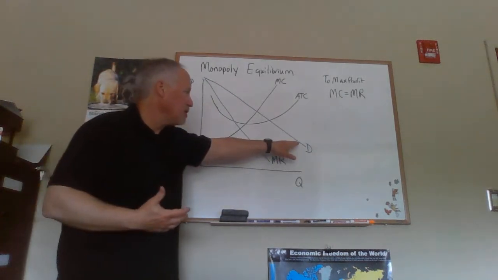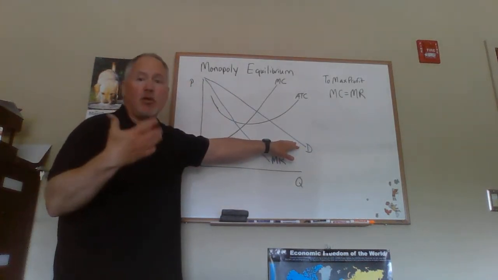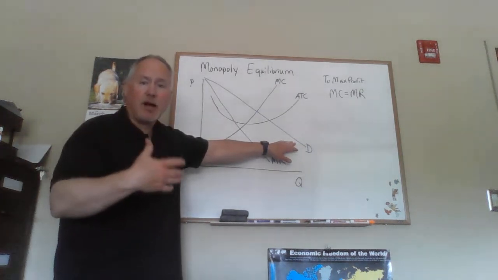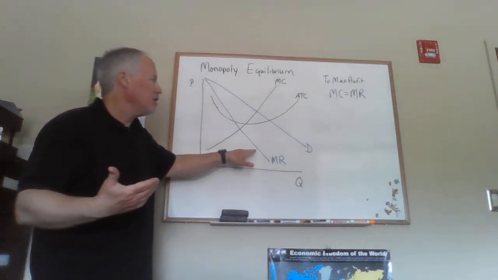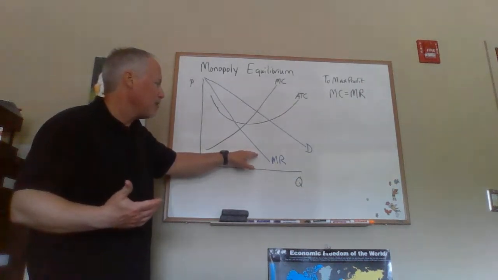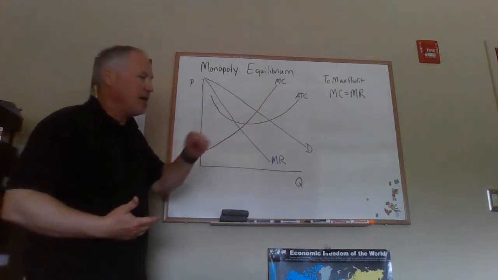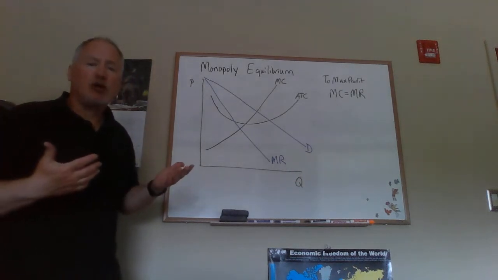We have the market demand curve. We have a monopolist. They're the only firm selling this product. They face the entire market demand curve. We now know what the marginal revenue curve looks like for this monopolist as well. We've got an average total cost curve and a marginal cost curve drawn in here.